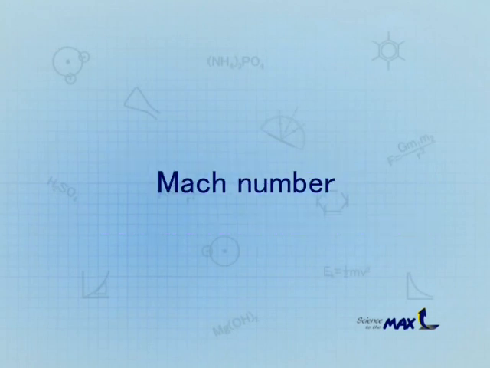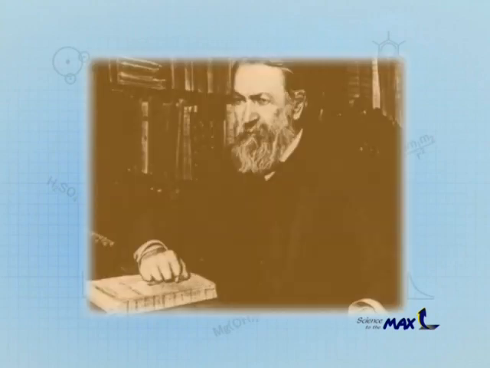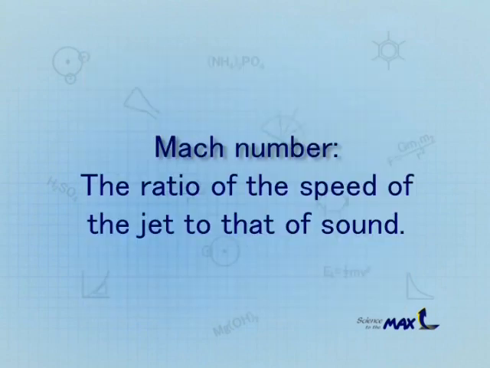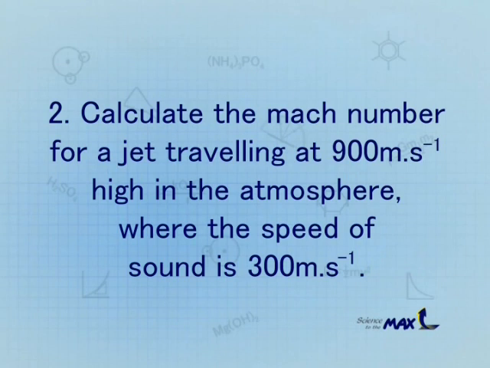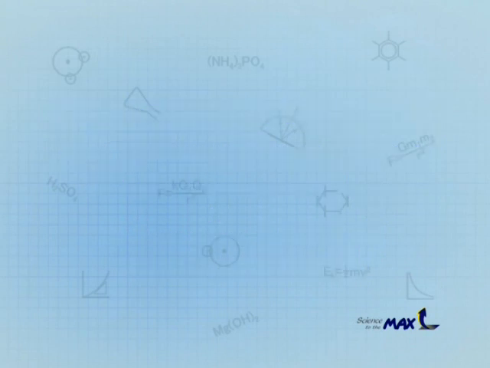To describe the speed of the jet, the pilots use the term Mach number. It is named after an Austrian physicist called Ernst Mach. Mach number is defined as the ratio of the speed of the jet to that of sound, where M is the Mach number, v0 is the velocity of the object relative to the medium, and vs is the velocity of sound in the medium. Calculate the Mach number for a jet travelling at 900 meters per second high in the atmosphere, where the speed of sound is 300 meters per second.